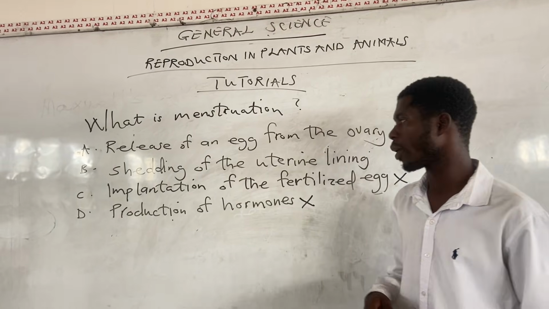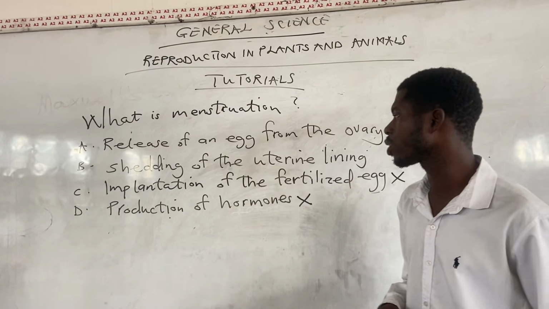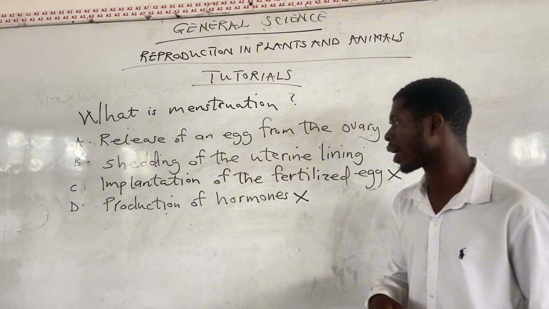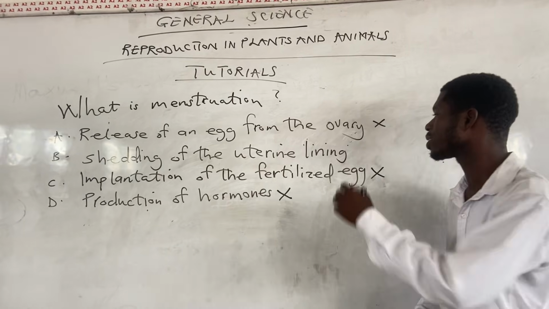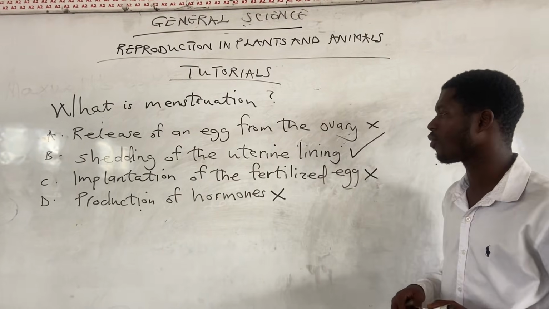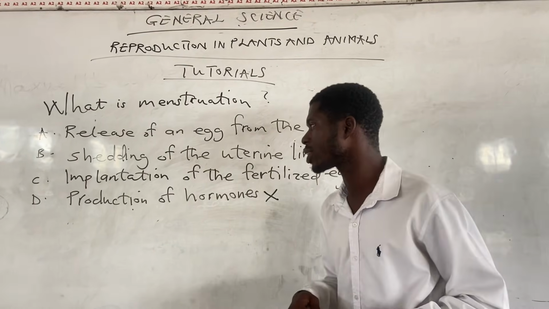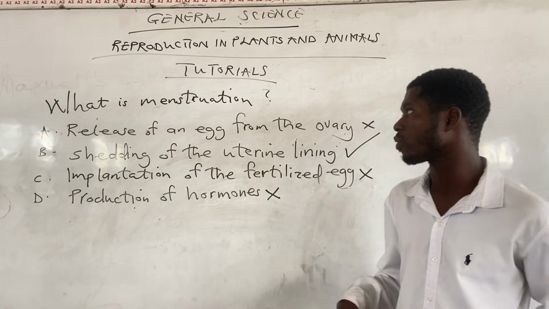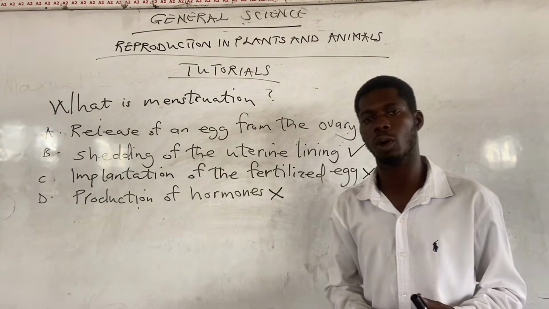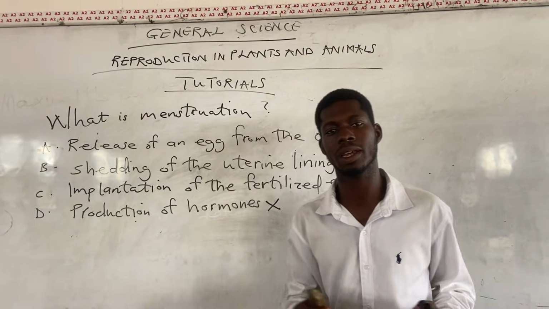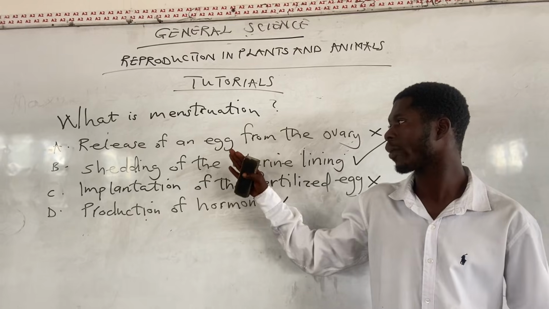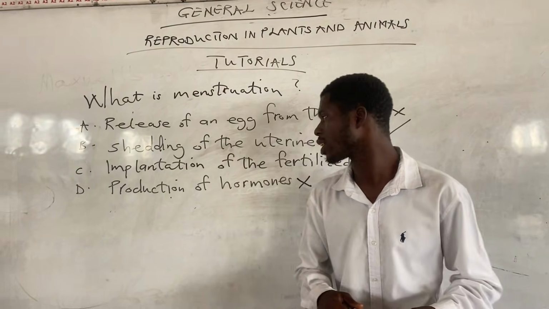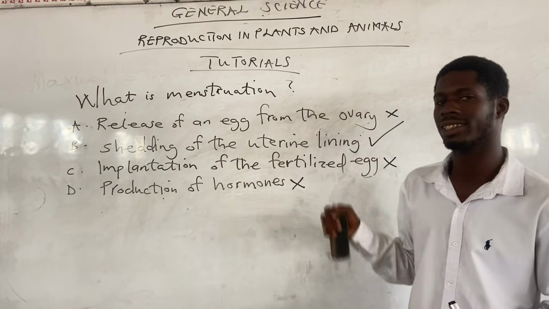Menstruation. Now we have B, the shedding of the uterine lining. Yes, the shedding of the uterine lining. So that's the right answer for this question. As a matter of fact, the blood comes out from the vagina every month. So the right answer for this question is B, the shedding of the uterine lining.